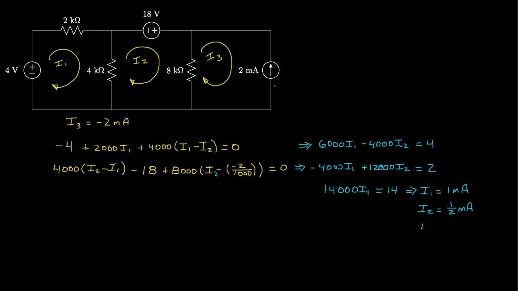And then I3, the third loop current, we solved for that right away earlier. That's negative 2 milliamps. And at that point, we could solve for any of the currents in this circuit. The current through this 2 kilo ohm resistor is I1, through this 4 is I1 minus I2, through this 8 is I2 minus I3.